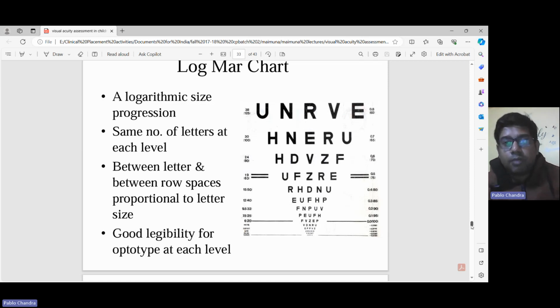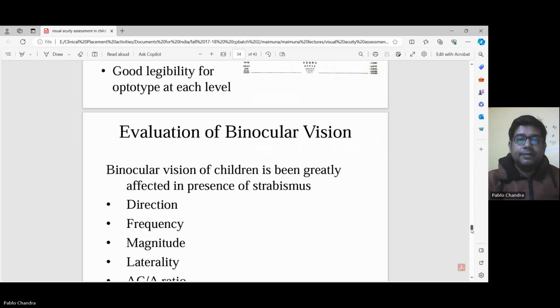There can be a lot of problems in the Snellen chart, because in the Snellen chart the number of letters in each line was not equal, and equal spacing between rows and letters was not there, but here it is there. So you can find out that the LogMAR chart is much better than the Snellen chart.